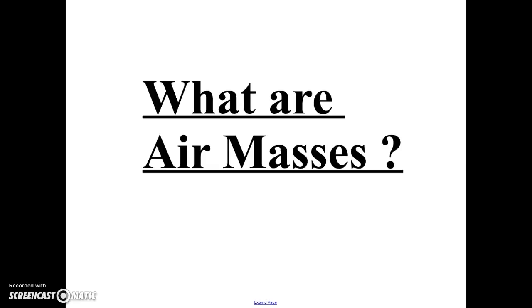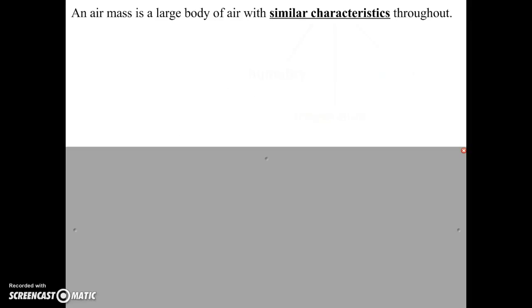In this video, I'm going to give you a quick introduction to air masses. An air mass is simply a large, massive body of air with similar characteristics throughout. In other words, all of the air in the air mass would have the same characteristics.